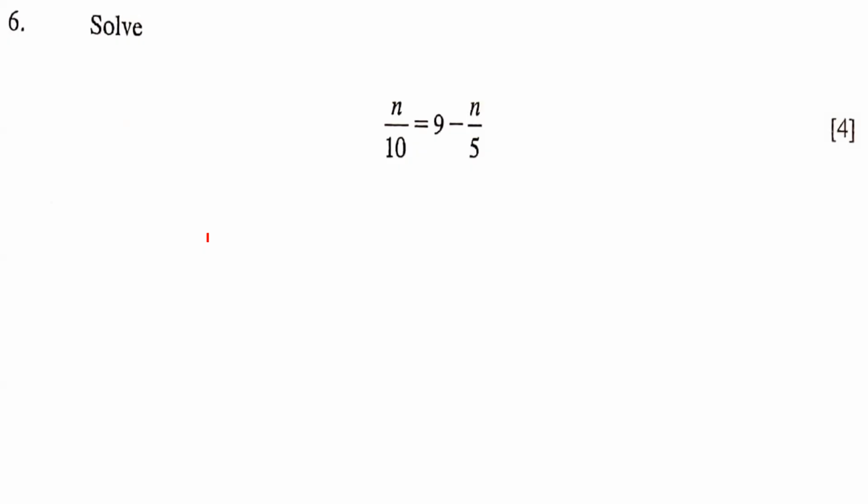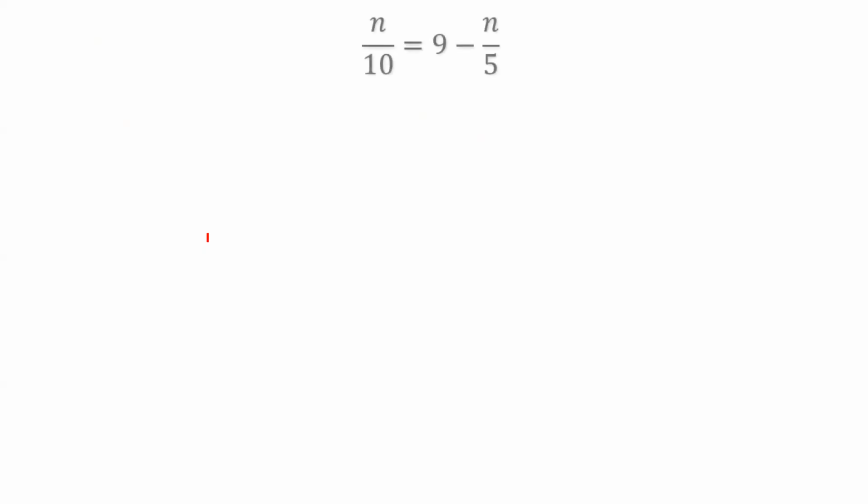This right here is a linear equation. It says n divided by 10 equals 9 minus n divided by 5. Let's consider this equation on this slide.